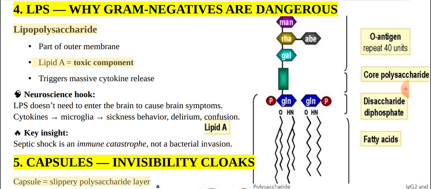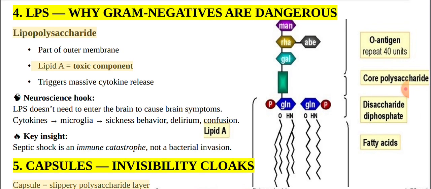It is an immune catastrophe. It is friendly fire on a massive scale. There was a specific neuroscience hook in the notes about LPS that I found absolutely fascinating. It connects this gut or blood infection to the brain. This is really cutting-edge understanding of sickness behavior.